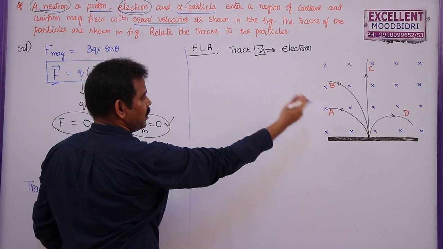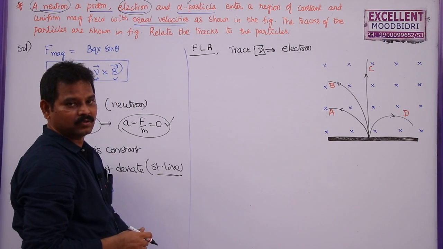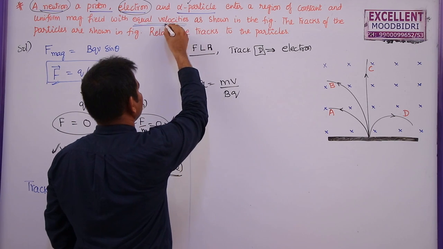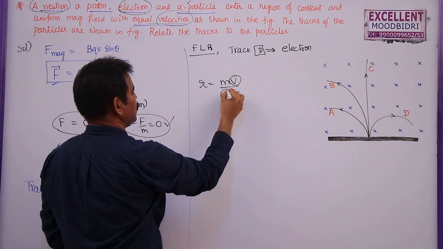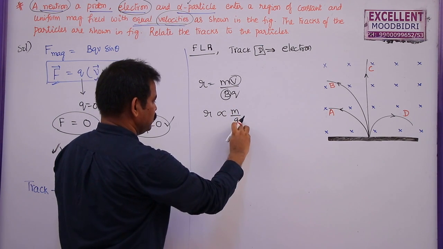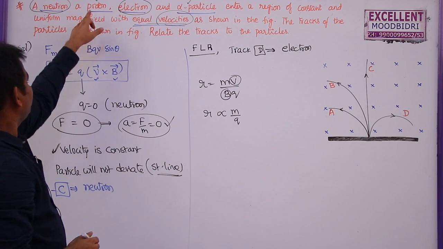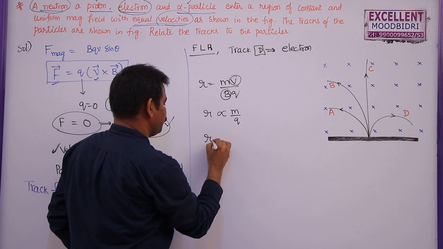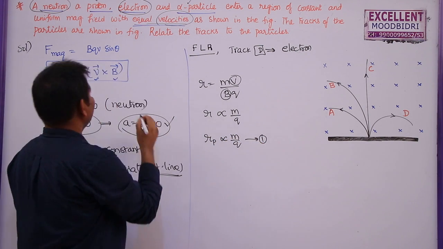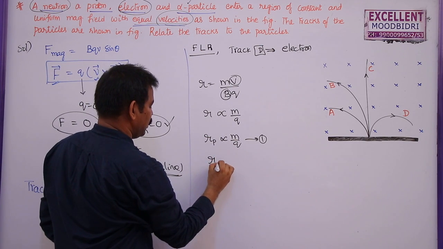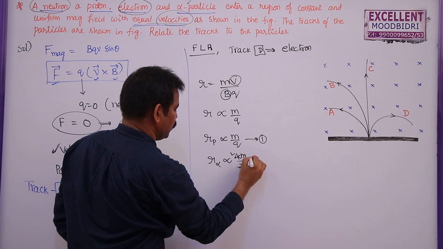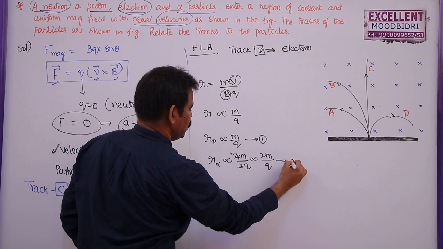Now we know that the radius of the circular path described by a charged particle when it enters a magnetic field perpendicularly is given by R = mv/Bq. In this problem, velocity is constant and the field is also the same. So radius is directly proportional to m/q. For the proton, Rp is proportional to m/q, equation 1. And for the alpha particle, R alpha is proportional to 4m/2q, which is equal to 2m/q, equation 2.